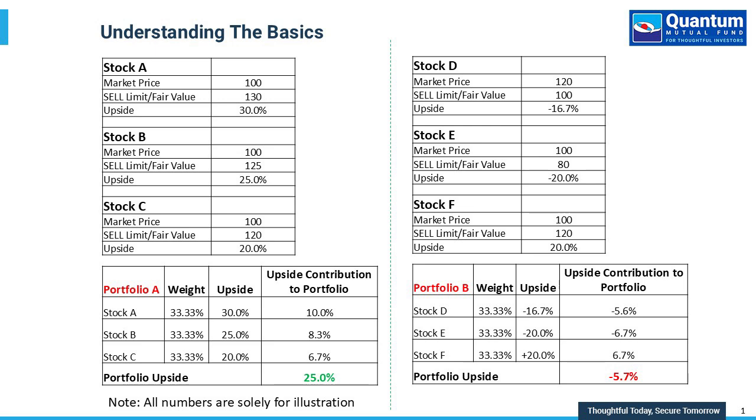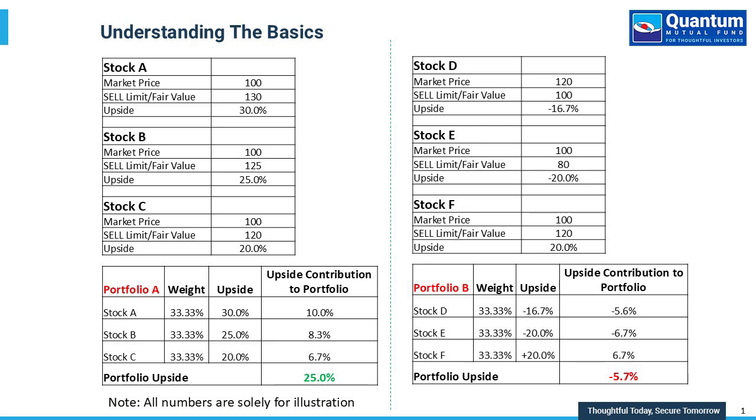On the right side of the slide, you would see another portfolio which is constructed of three stocks, which are stocks D, E, and F. In case of stock D and E, the sell limit or the fair value estimate is lower than the current market price. For instance, in case of stock D, the fair value estimate is 100 rupees, whereas the stock is currently trading at 120 rupees.